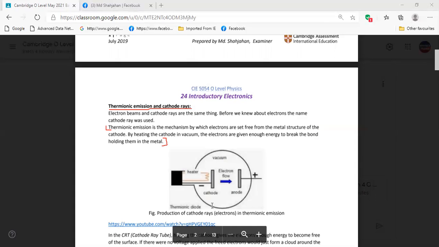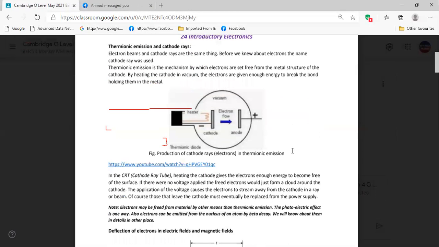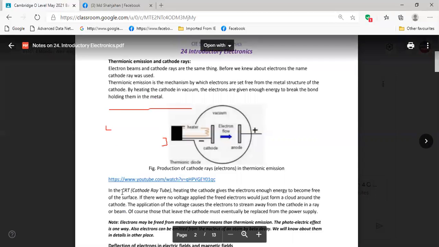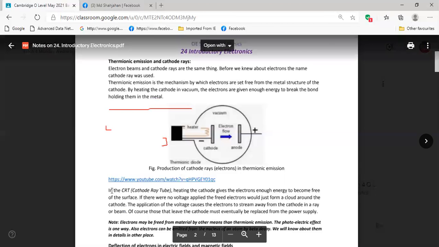Yeah, are you done? Yes, sir. Karim? Yes, sir. Okay, so look here. We have some more information about the cathode ray tube here. Can you read here?